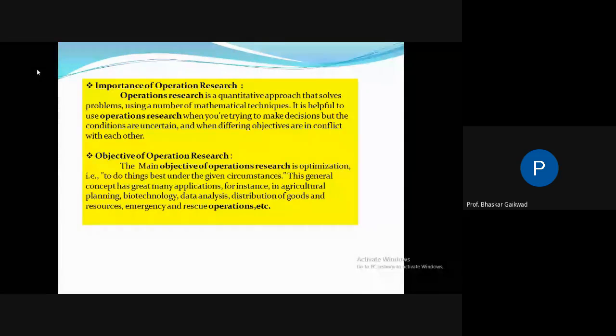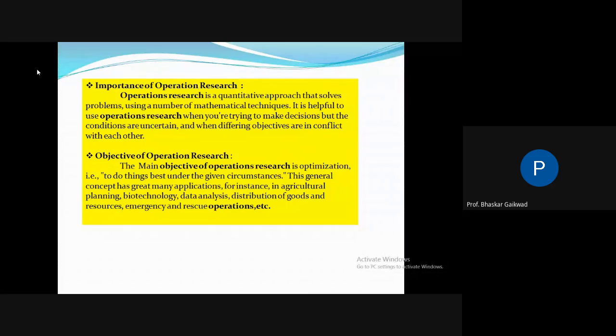In short, you have to remember to take decisions on whatever problems exist in industry. You have to take the decisions with the help of mathematical techniques, in such a way that there is profit maximization and minimization of loss.